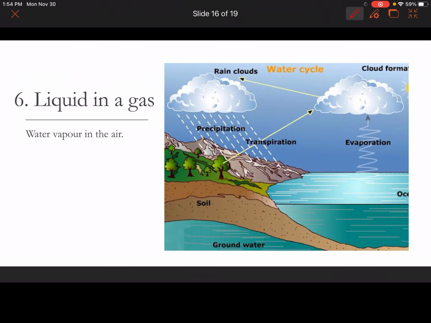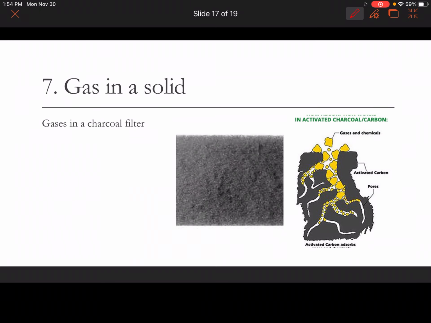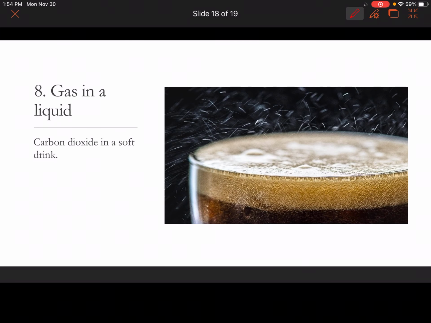Number 6, liquids in a gas. As an example, we could just think about water vapor being dissolved in the air. So when we have this evaporation here, that's water vapor that is collecting in the air. So that's our liquid that's dissolving in our gas. So that would be humidity, right? So when we talk about a humidex or humidity level, that's what we mean by that. Gas in a solid, so this would be gases in a charcoal filter. This would be our activated charcoal here, and that just shows how gases enter in and they get dissolved in the carbon filter here.